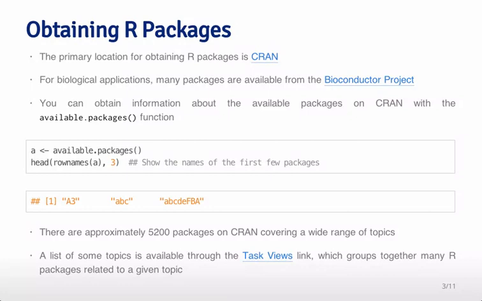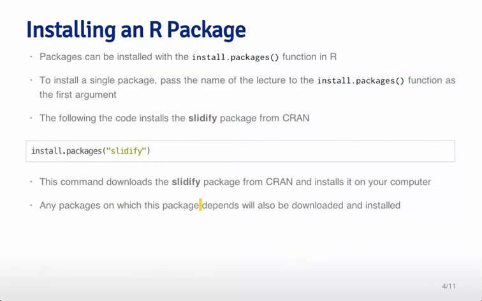As of the making of this lecture, there are approximately 5,200 packages on CRAN covering a wide range of topics. An equally large number are available on Bioconductor. One thing that you can do is if you know the area that you're working in, but you don't know the R package you're after, you can go to the Task Views link, which groups together many R packages that are related to a specific topic.